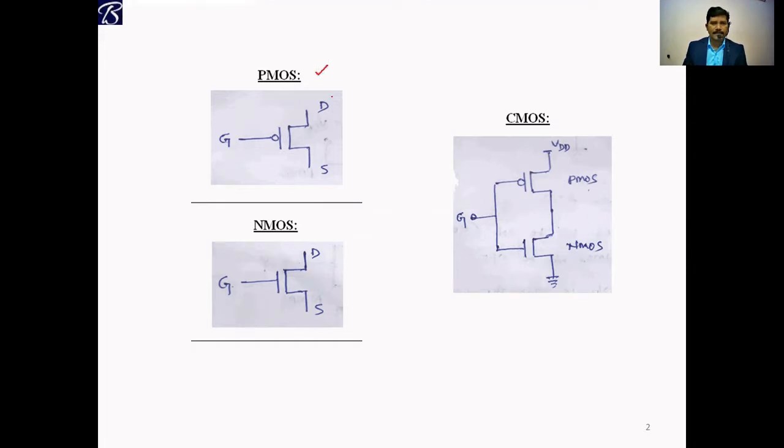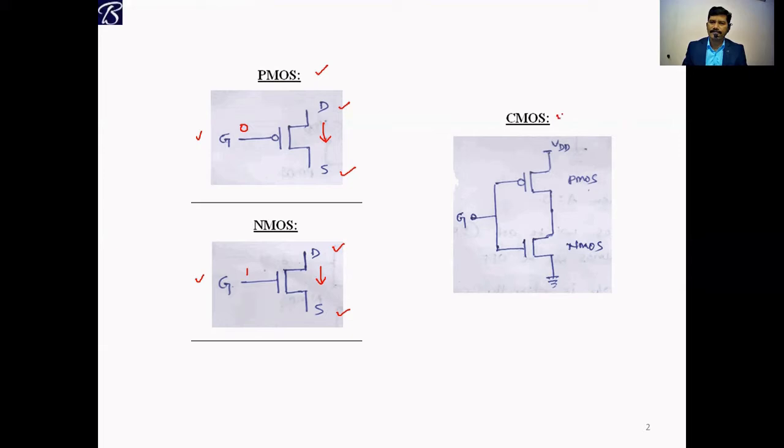So PMOS, P channel MOSFET symbol. This is the drain, source and gate. A bubble is there, and this bubble indicates that whenever you give a 0 here, this will be on. This is a symbol of PMOS. Coming to NMOS, it's a drain, source and gate. Here the bubble is not there. Whenever you give 1, this will be on.